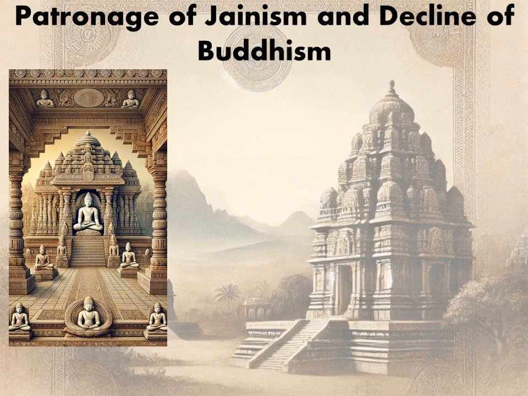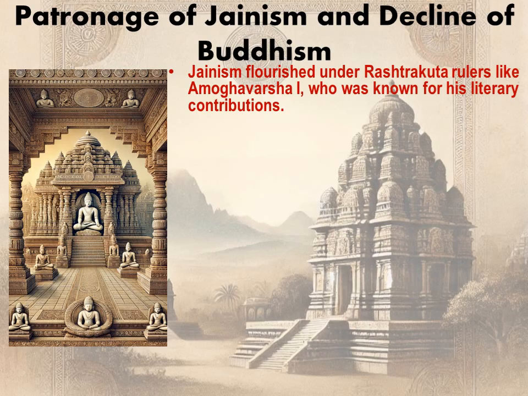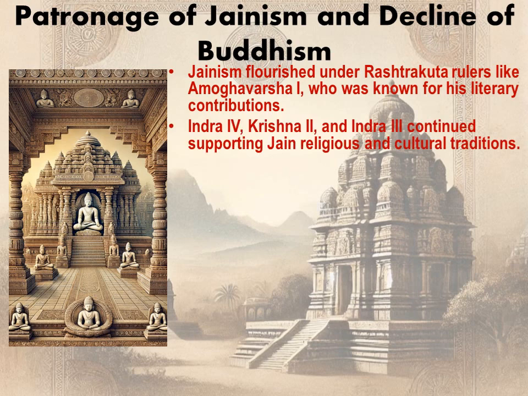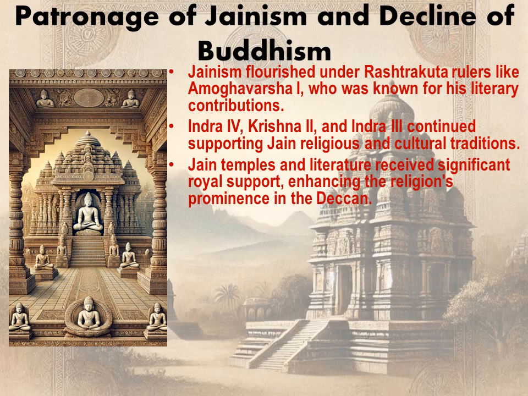Patronage of Jainism and decline of Buddhism. Jainism flourished under Rashtrakuta rulers like Amogha who was known for his literary contributions. Indra IV, Krishna II, and Indra III continued supporting Jain religious and cultural traditions. Jain temples and literature received significant royal support, enhancing the religion's prominence in the Deccan.